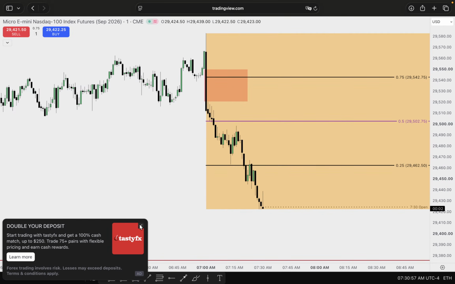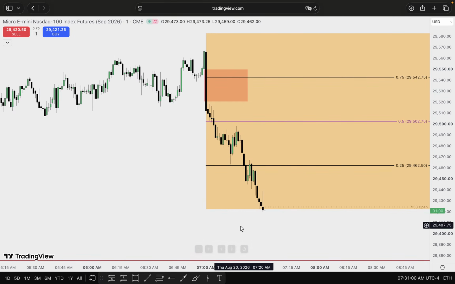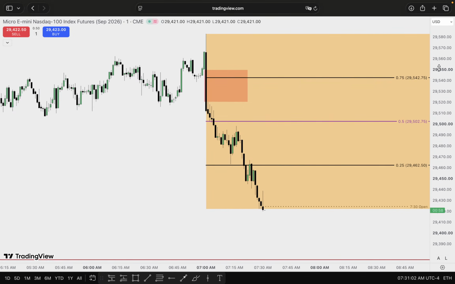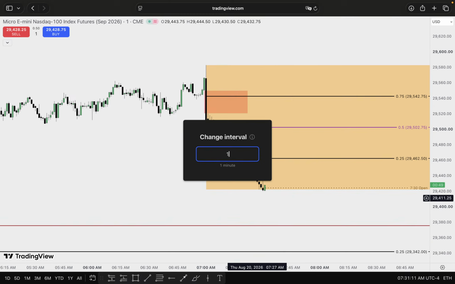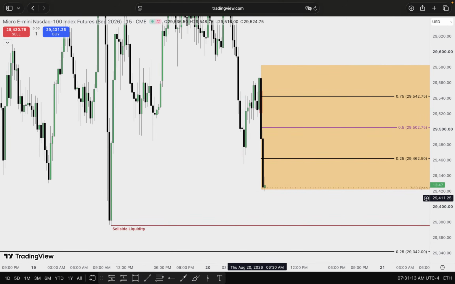First thing I did was put my 7:30 opening price, and then I put the pre-market opening range in, the 7 a.m. high to the 7:30 low. So there you go.